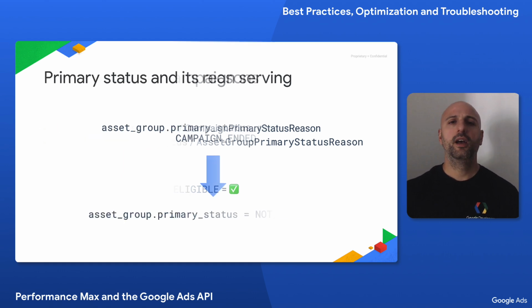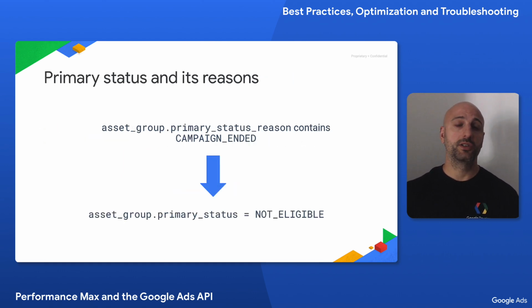For instance, an asset group may have primary status not eligible, and that can be caused by several reasons, mostly related to the campaign it belongs to. Among the reasons that can cause this state, in fact, there are reasons like campaign ended, which is the case when the campaign the asset group belongs to is past its end date, and the asset group thus is not delivering any impressions because of this. In this case, all you have to do is just resume your campaign to make sure your asset group starts serving again.